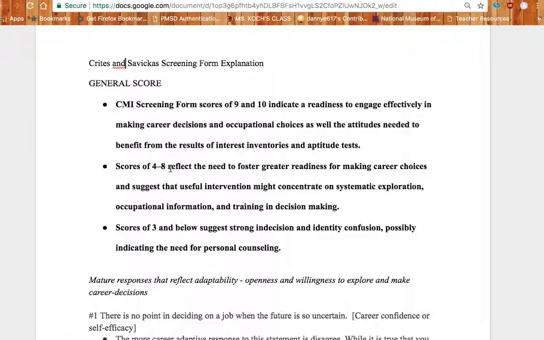Scores of 4 to 8 disagree statements reflect the need to foster a greater readiness to make career choices and suggest that maybe a useful intervention might concentrate on you exploring more about yourself or exploring more about occupational information. Scores of 3 and below suggest strong indecision and identity confusion, and you may even want to meet with your school counselor to talk about this.